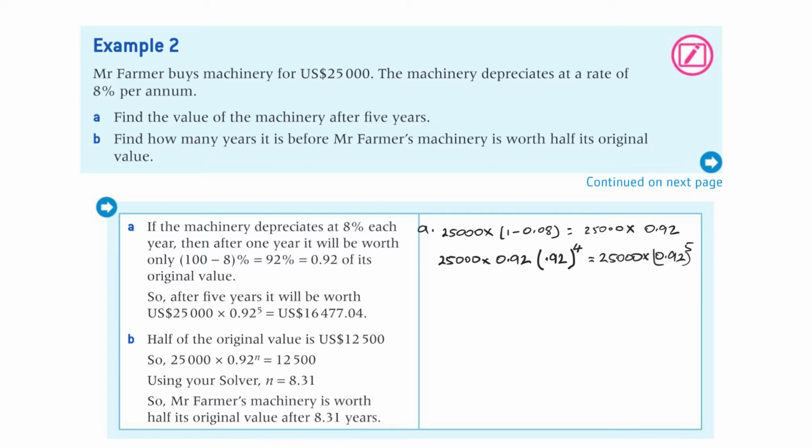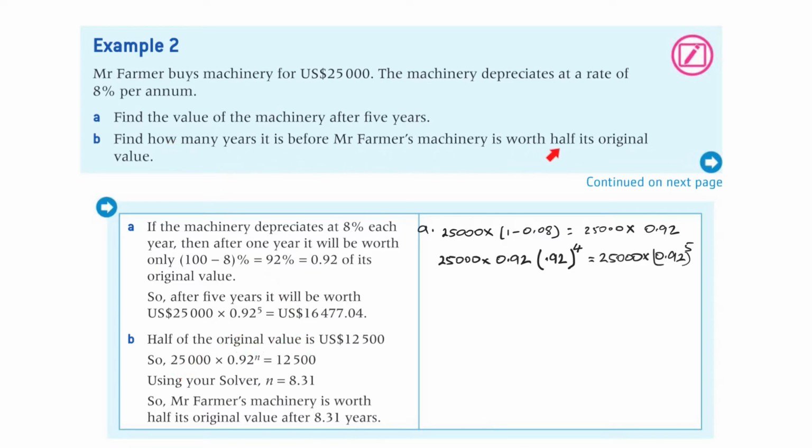Let's have a look at B. Now this is interesting, and I think this can get confusing. When you've got an n here, even though prior to this we've been told that should be n minus 1. As we've seen up here, they actually used n here. If it's 5 years, they put n is 5. But we learned it should be 5 minus 1. So you really have to understand what's happening in the situation here. Half of the original value is 12,500.